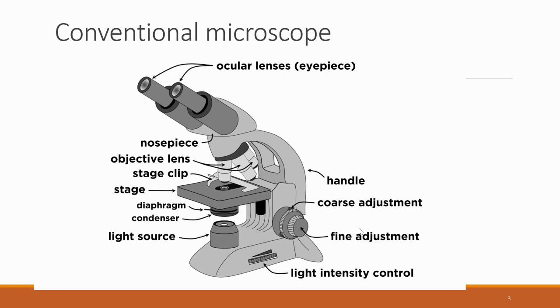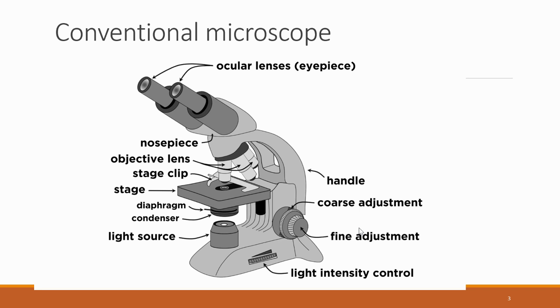So we have this stage and a stage clip, which are holding the sample. Samples usually are cultured in a slide or some other culture plates. We have the nose piece, and we have ocular lenses, sometimes called the eyepiece, to be able to see the sample. We have objective lenses, which one can switch to provide different magnification. Usually there is 10x, 20x, 40x, and 63x, which uses oil also.